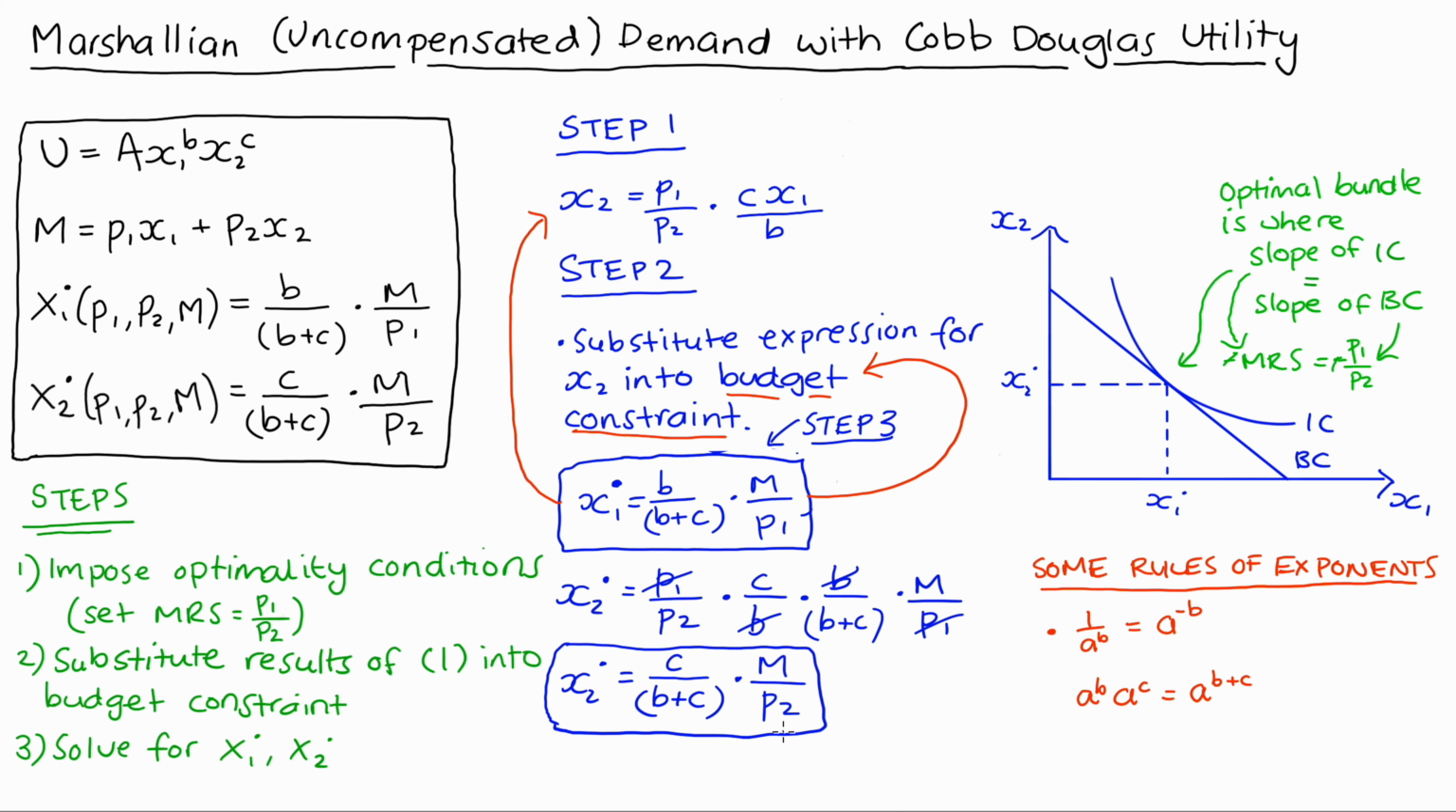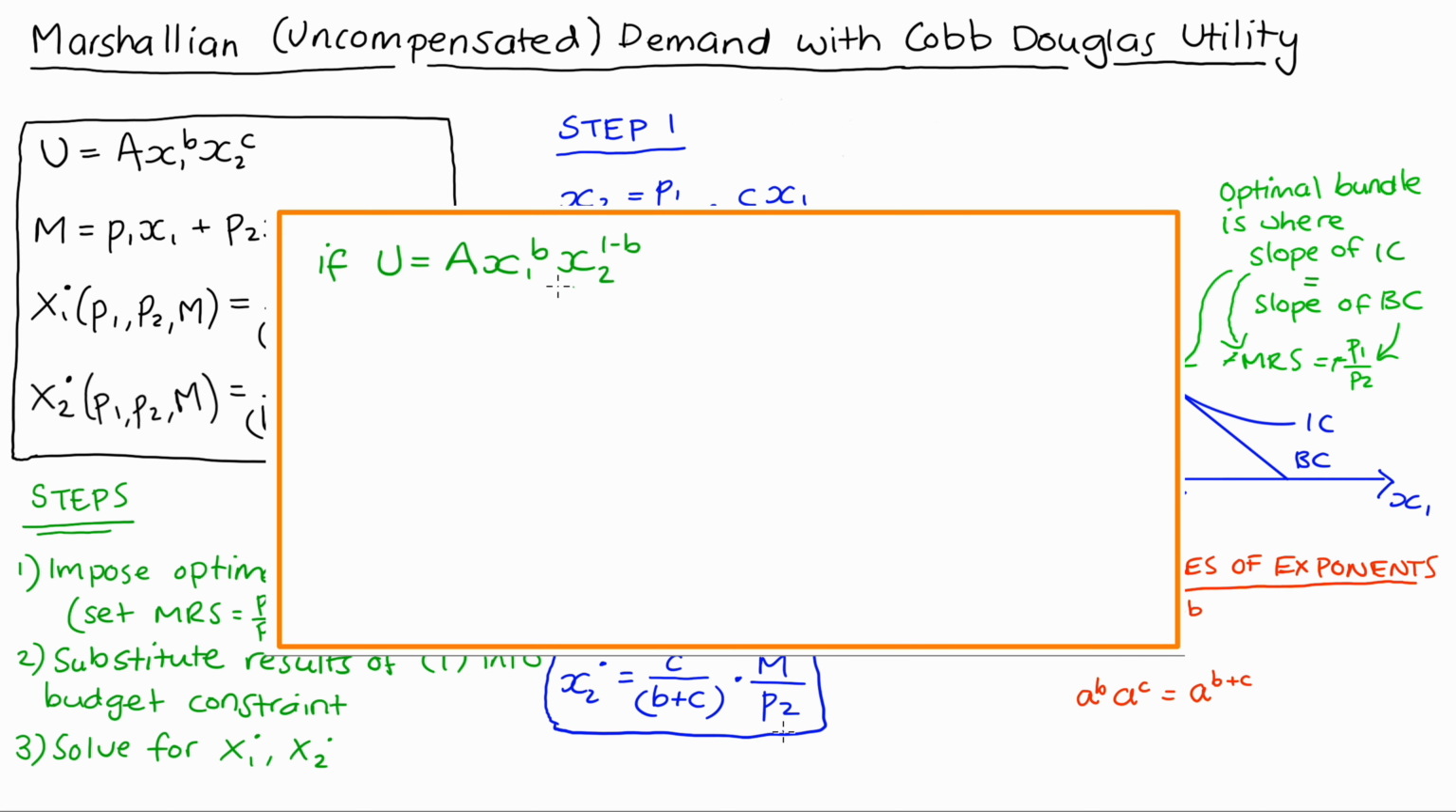Now, how does this change when we use the abstract version of Cobb Douglas where the exponents add up to 1? So if U is equal to A times X1 to the power of B times X2 to the power of 1 minus B. Well, here is our demand function that we found before for X1. But what I'm going to do here is that in our revised version of Cobb Douglas, C is now 1 minus B. So I'm going to replace that out. So this reduces to B divided by B plus 1 minus B times M over P1.